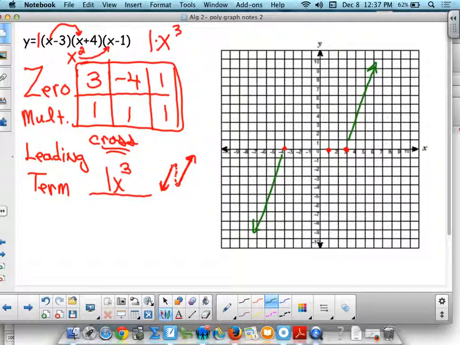What I don't know is what it does in between, but I kind of do because I know it does what at every zero? Cross. Crosses. So don't do this. Just watch this. It's going to cross, cross, cross. I just don't know how low to go. I don't know how high to go. Well, that's what you and I are going to figure out right now.